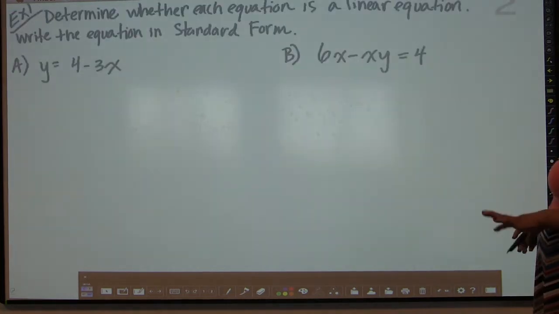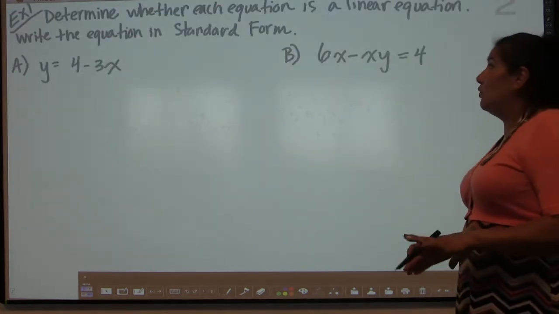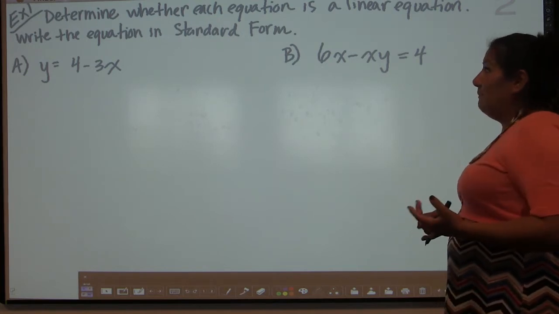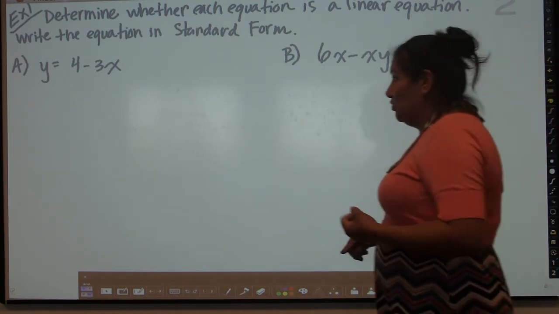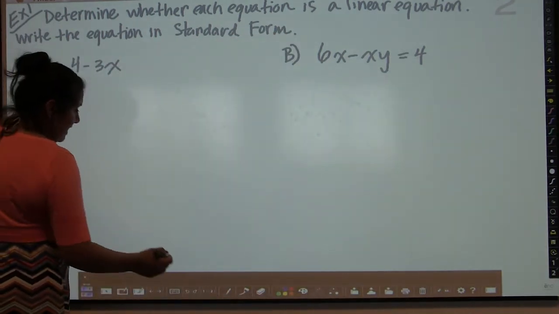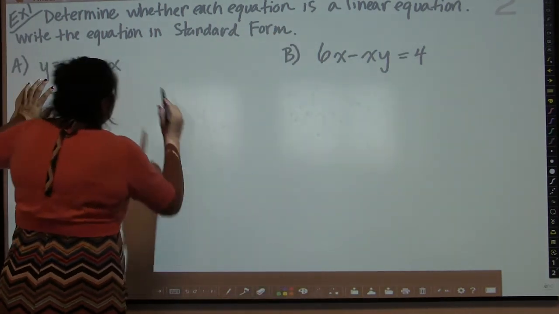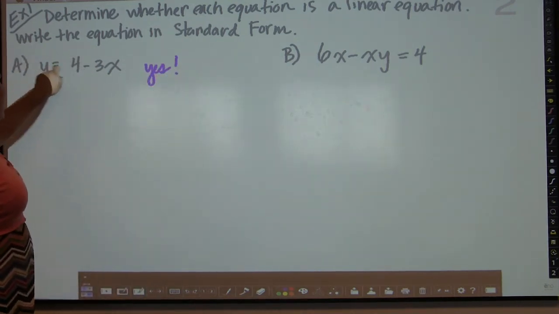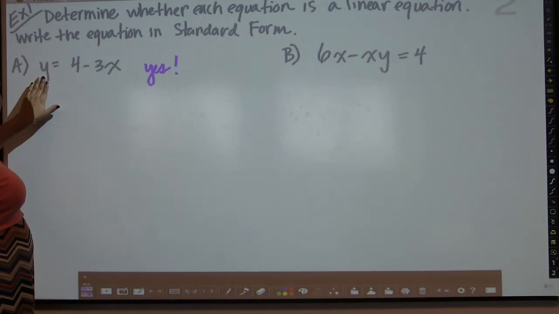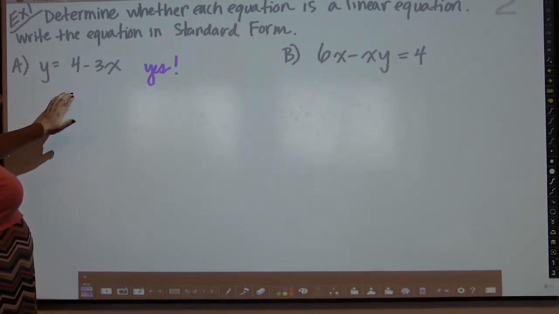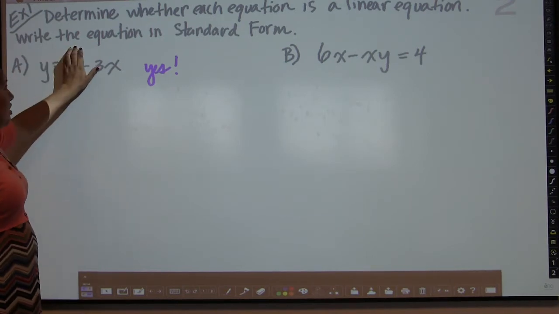So the first example that we have is to determine whether each equation is a linear equation or not. And again, we said that in order for that to happen, your x and your y have to have x to the 1 power. So here in this case, the answer is yes. Because you have y to the 1 power, x to the 1 power, and this is a variable term, that's a variable term, and here's your constant term. And it's not in standard form. And that second part is write the equation in standard form.